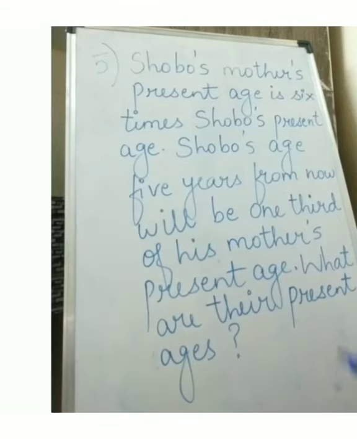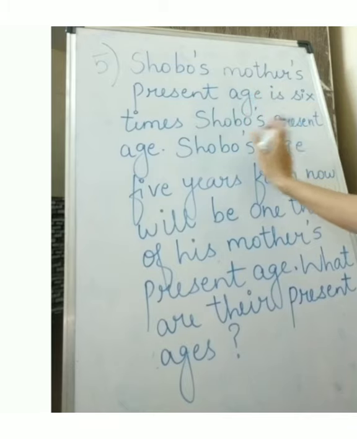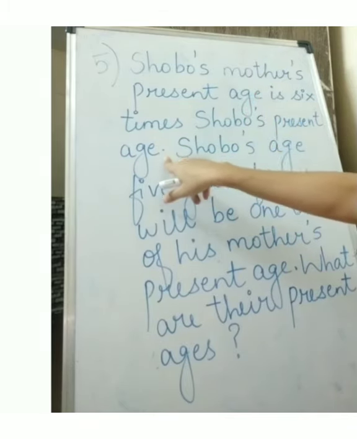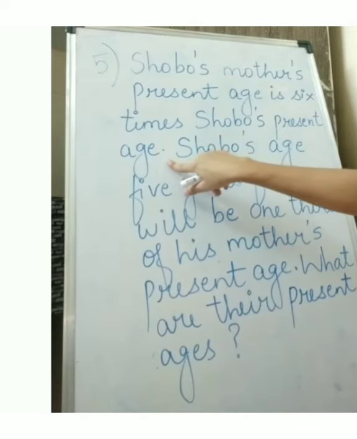Okay, now we will discuss question number 5. Shobhu's mother's present age is 6 times Shobhu's present age. Suppose if Shobhu's age is x, her mother is 6 times, so it will become 6x.